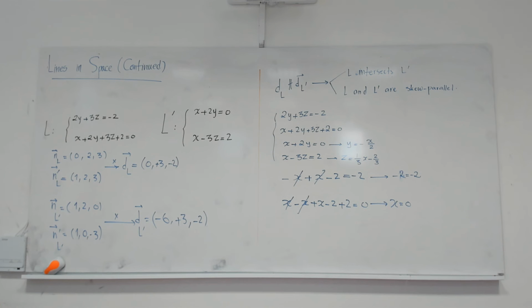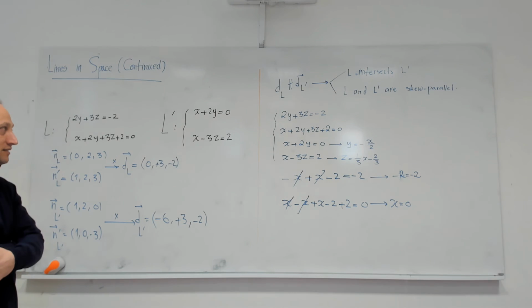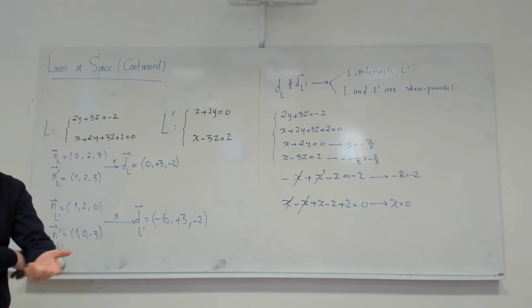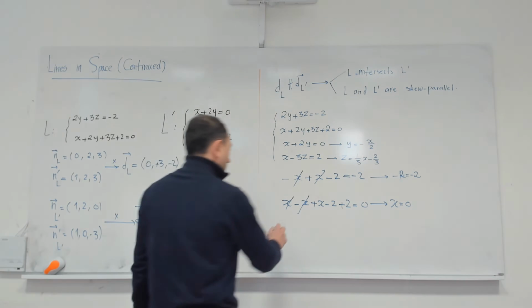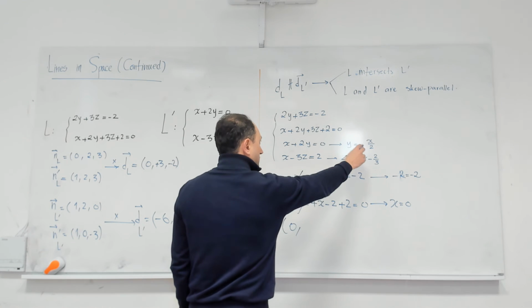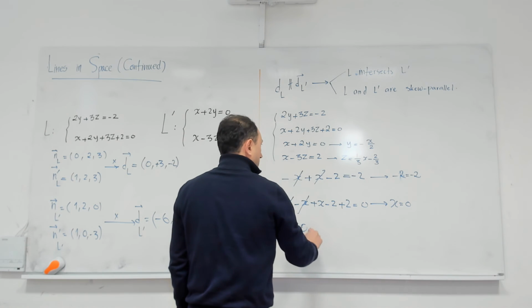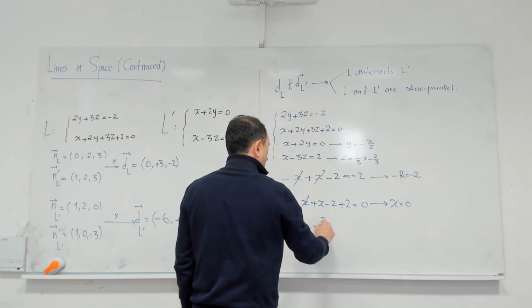So what's the interpretation? If they intersect, yes, they intersect. And what is the intersection point? 0, 0, minus 2/3. Yes, that's it. So I have x equal to 0, and I put 0 here, y also becomes 0, and I put 0 here, z becomes minus 2/3.